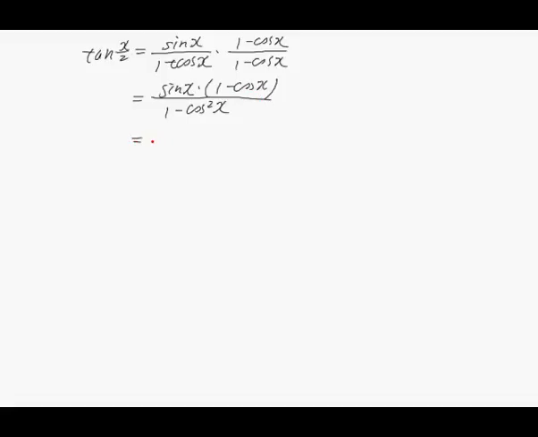So now the denominator is equal to sine squared x. And then we cancel out one factor of sine x. Then we get 1 minus cosine x over sine x. So this is another form of the half angle identity for tangent.